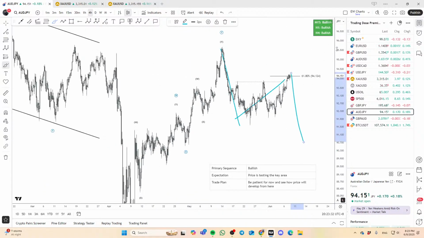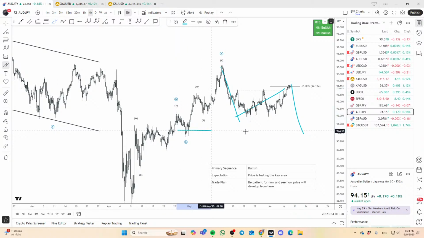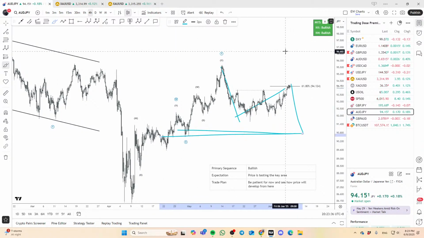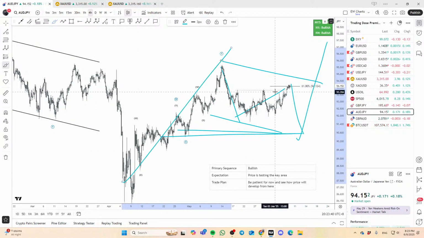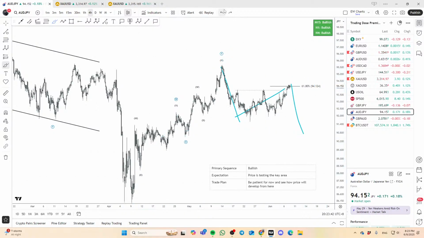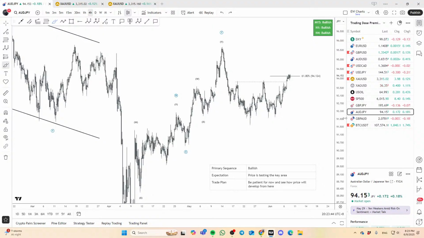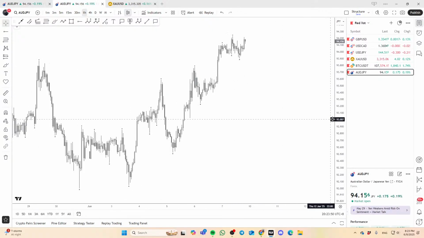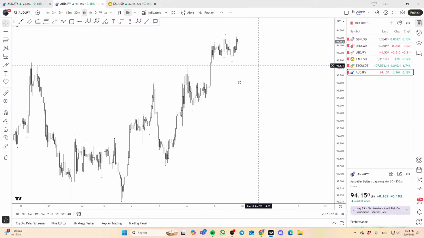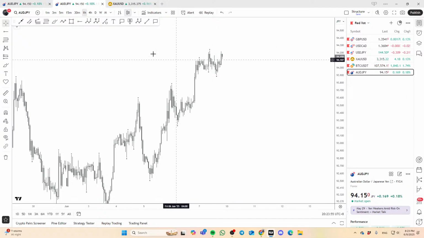And then of course if you zoom out, that would come into areas like here, where it's a simple 3-wave pullback of this leg. So yeah, Aussie yen would definitely be in the watch list, but we want to see on the lower time frame, as I mentioned, the price needs to give you that clue that it wants to U-turn.